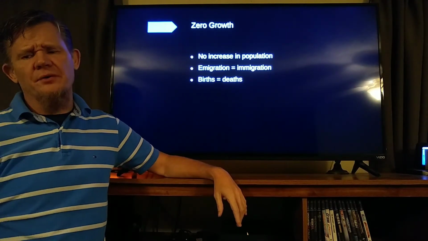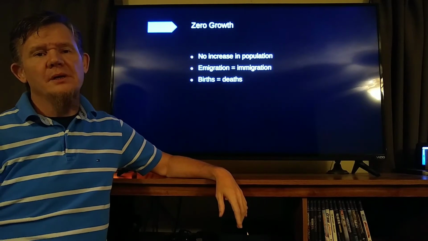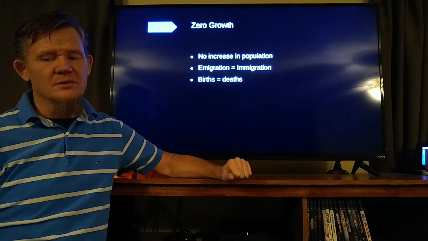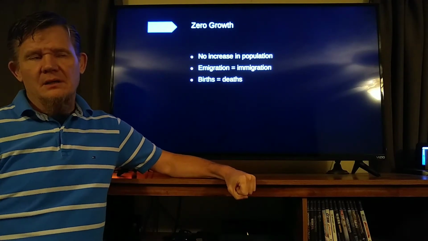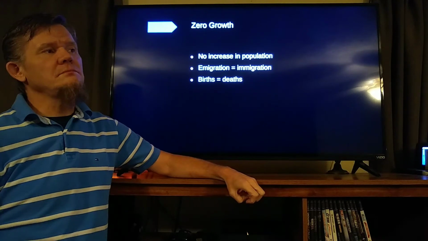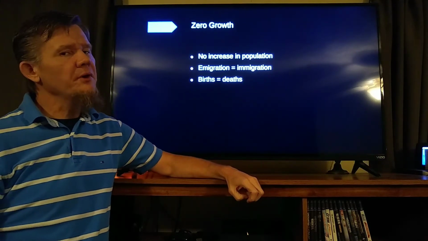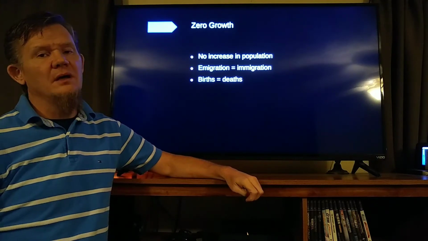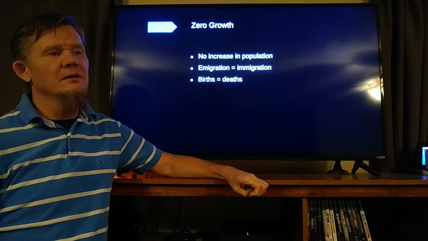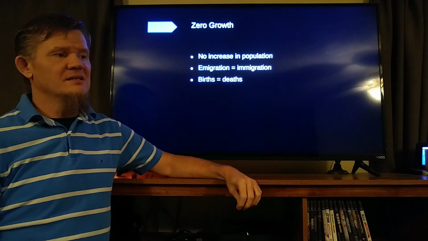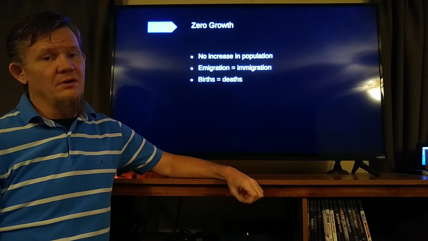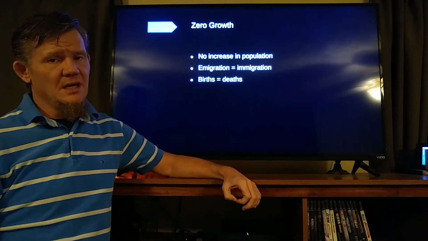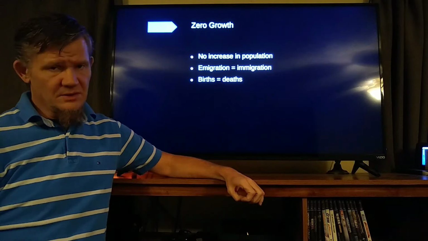Some populations will have zero growth. Zero growth will be no net increase in individuals. Births equals deaths, and immigrants equals emigrants. The U.S. is approaching zero growth. We had been approaching zero growth, but then we had quite a bit of immigration from Central and South America. Europe has had zero growth. Many countries in Europe have had zero growth for a long time. The number of births and deaths are the same. The number of immigrants and emigrants are the same.